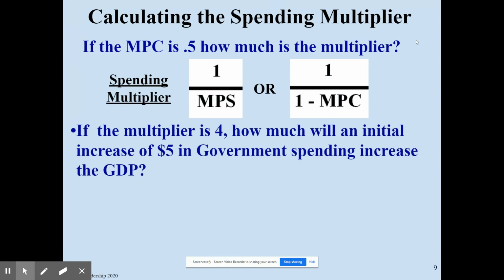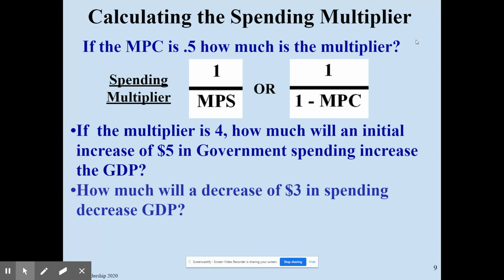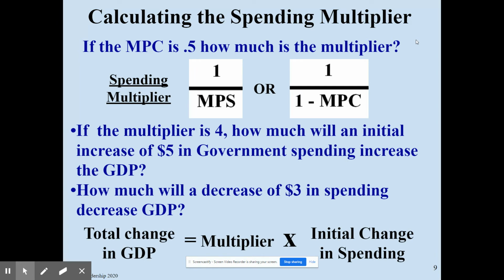This brings us to what's called the spending multiplier. If the MPC is 0.5, how much is the multiplier? Well, the spending multiplier is 1 over the MPS, or the same thing, 1 over 1 minus MPC. If the multiplier is 4, how much will an initial increase of $5 in government spending increase GDP? How about a decrease of $3? The total change in GDP equals the multiplier times the initial change in spending.